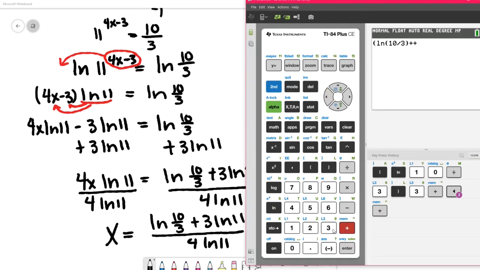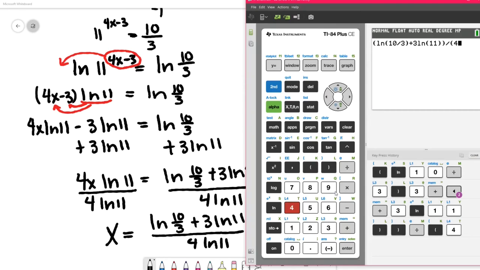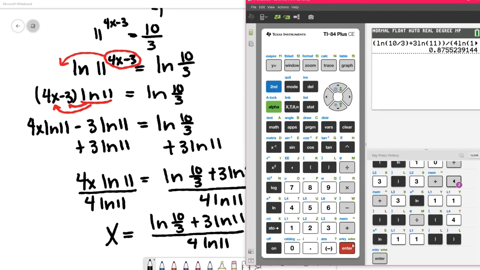plus 3 natural log 11, close parenthesis for that log, and close parenthesis for the whole numerator. And I'm going to do division, and I also need parentheses around this denominator. I've got more than one thing in the denominator, so I need parentheses for natural log 11, close parenthesis for the log, and close parenthesis for the whole denominator. And so we get, for this one, 0.8755.